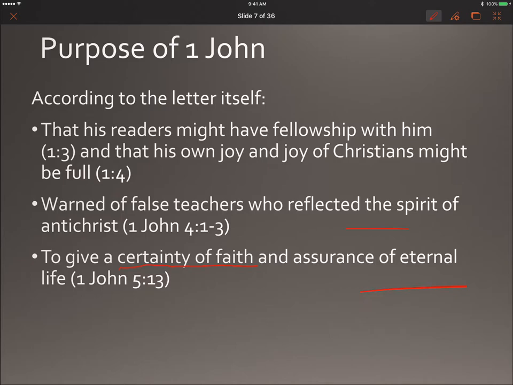Okay, so now to the letter itself. All right, it begins with the prologue in verses 1 through 4. This is where John says, that which was from the beginning, which we have heard, which we have seen with our eyes, which we have looked upon, and our hands have handled concerning the word of life.